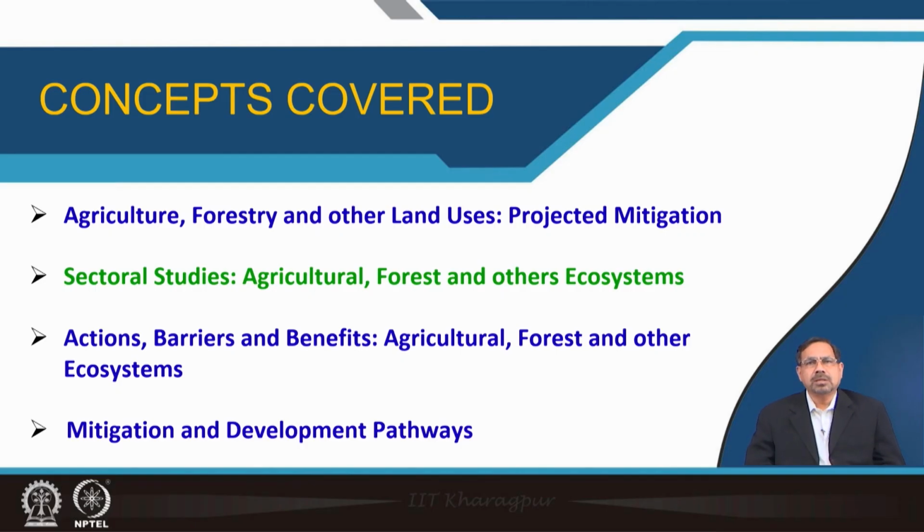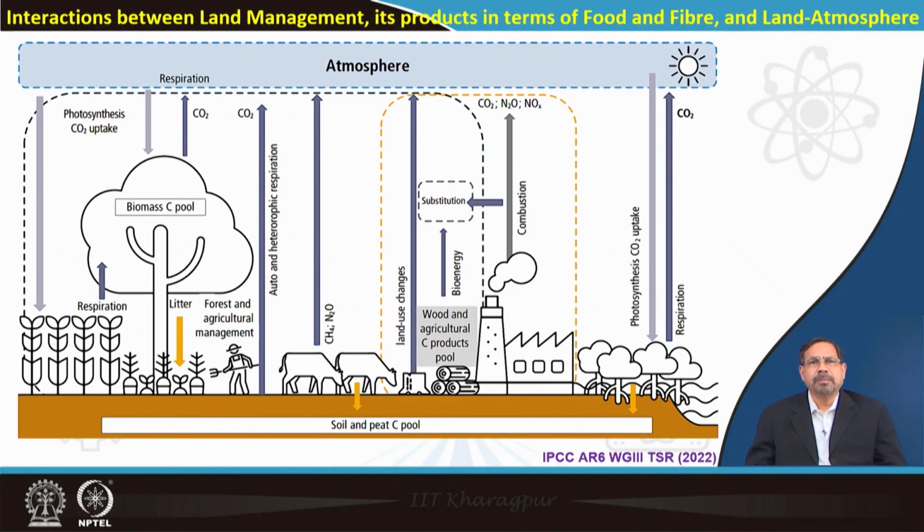And then we will also talk about these three sectors individually: in terms of agriculture, in terms of forest and in terms of various other land uses. We will also see what the different barriers and benefits are and what the different mitigation and development pathways are. Let us talk about this particular interaction.